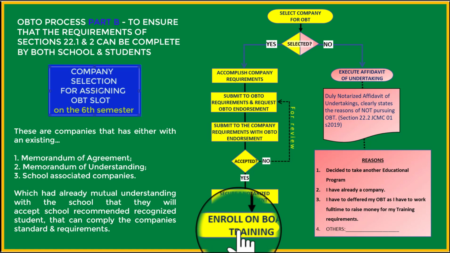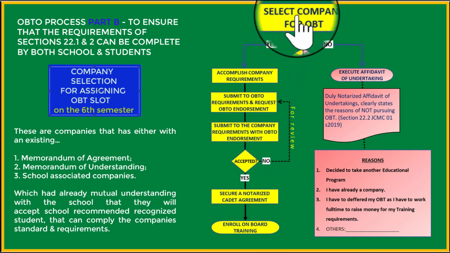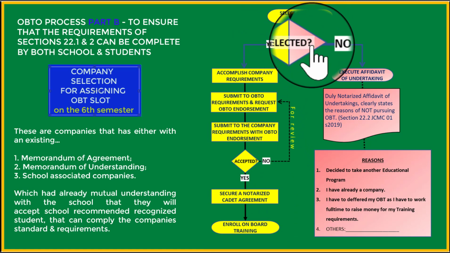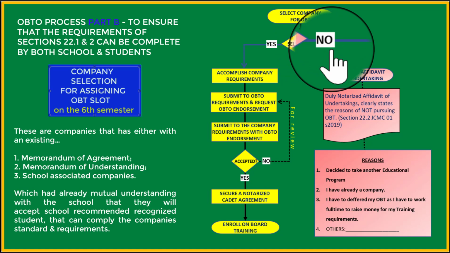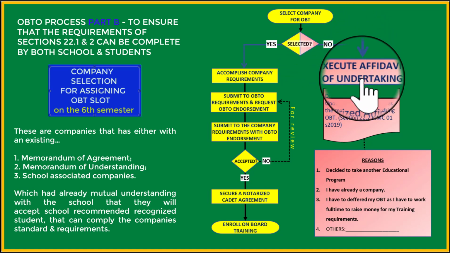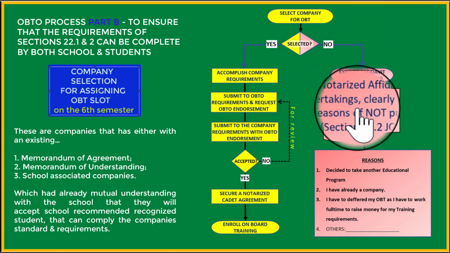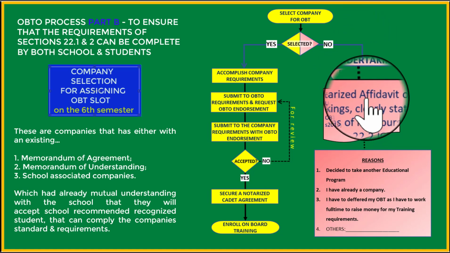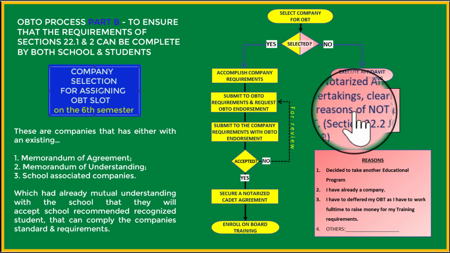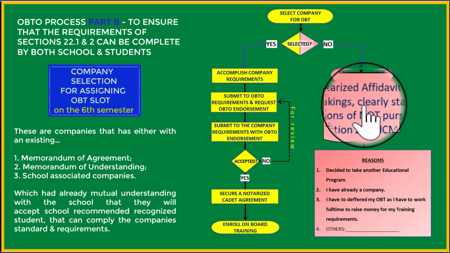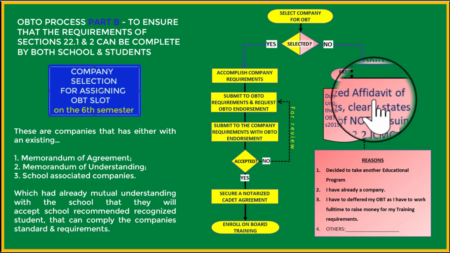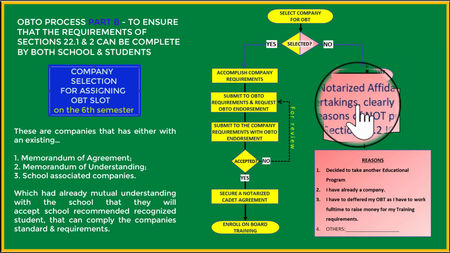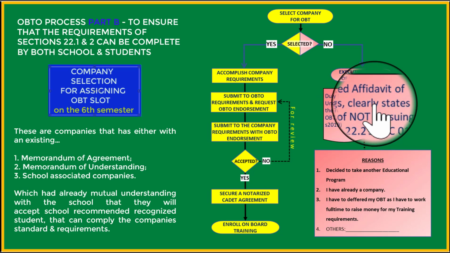If you decide not to select a company, which is no, then you have to execute an affidavit of undertaking. A duly notarized affidavit of undertaking that clearly states the reasons for not pursuing your OBT as a requirement of Section 22.2 of GCMC 01 Series of 2019.